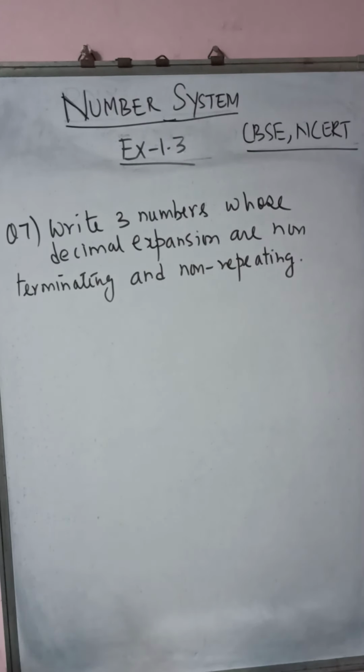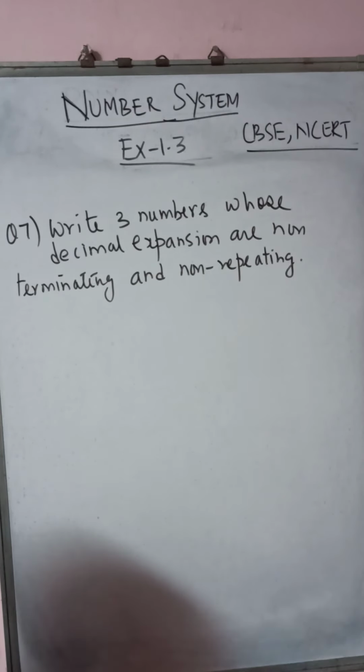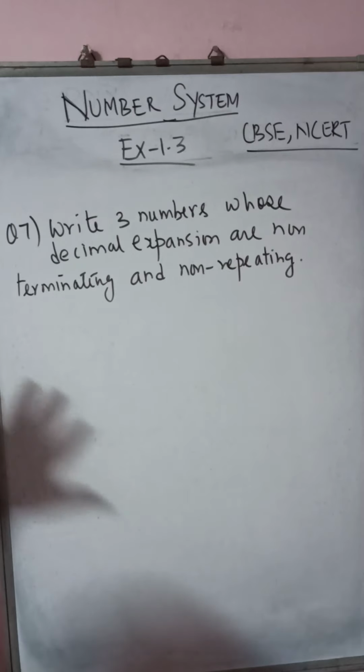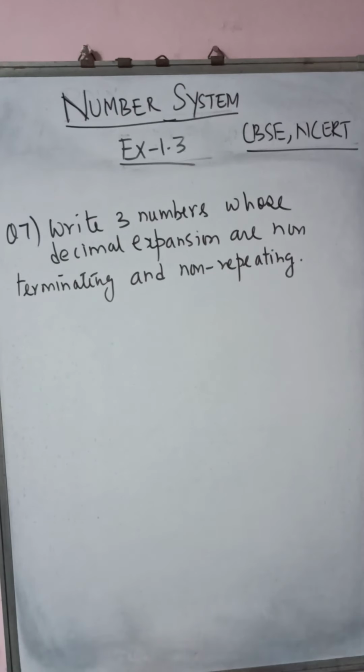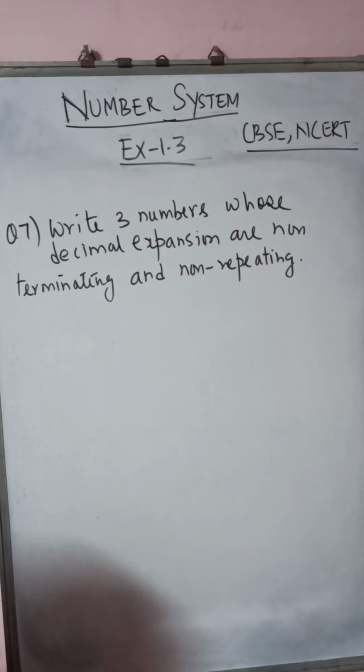Exercise 1.3, question number 7. Write 3 numbers whose decimal expansions are non-terminating and non-repeating. In this chapter we have particularly studied the decimal expansion of rational numbers and irrational numbers. Only in the case of irrational numbers is the decimal expansion non-terminating and non-repeating. So in other words, you have to write any 3 irrational numbers.